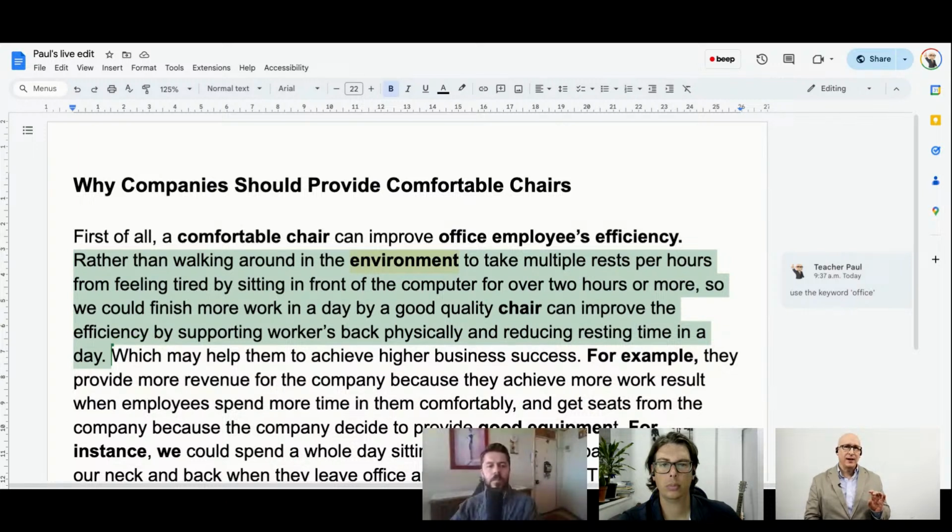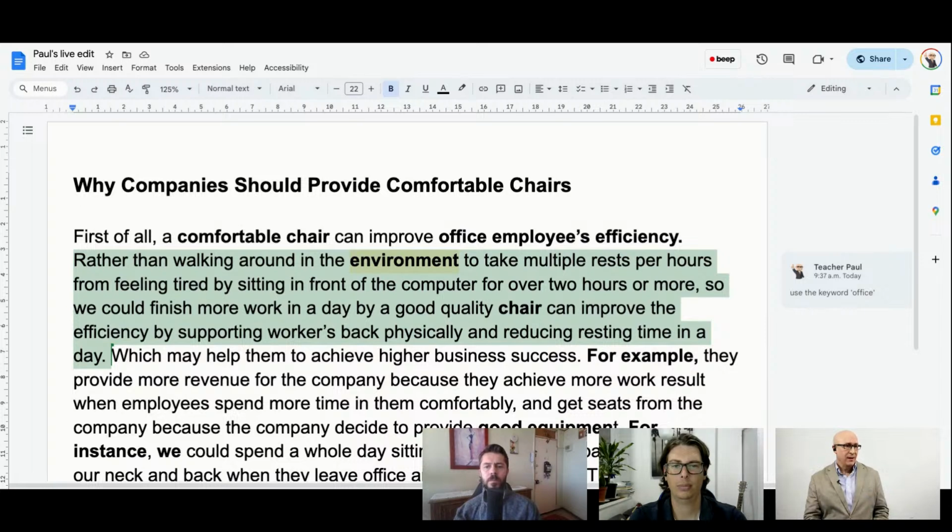This piece that I've highlighted, pay attention to the verbs as I read this. Rather than walking around in the environment to take multiple rests per hours, from feeling tired by sitting in front of the computer for over 2 hours or more, so we could finish more work in a day by a good quality chair, can improve the efficiency by supporting workers back physically and reducing resting time in a day. I would ask my student, which of those actions that you've presented in one sentence, which comes first?